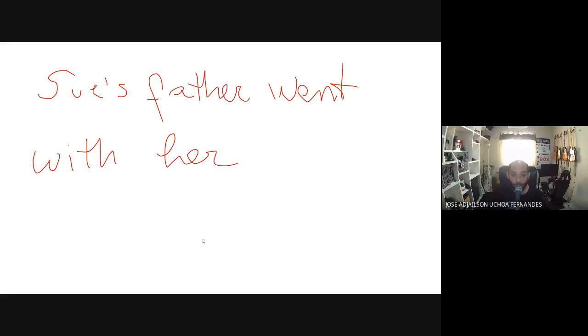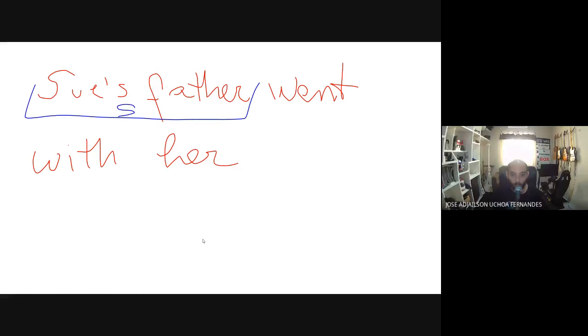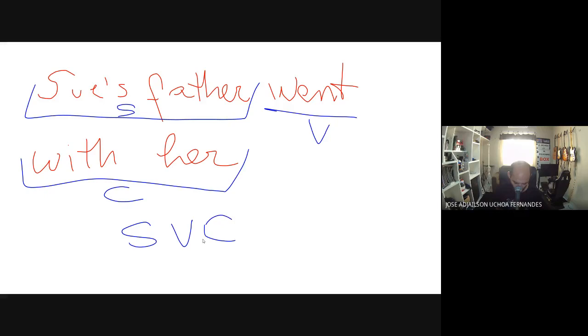What is the subject in this poorly handwritten sentence? Sue's father is the subject. Where is the verb? It's to go, the verb. And with her, let's call it the complement. We know that with is a preposition and her is the indirect object, but we should not go into this level of detail right now. So we have the basic structure: subject, verb, complement. Do you agree with that?